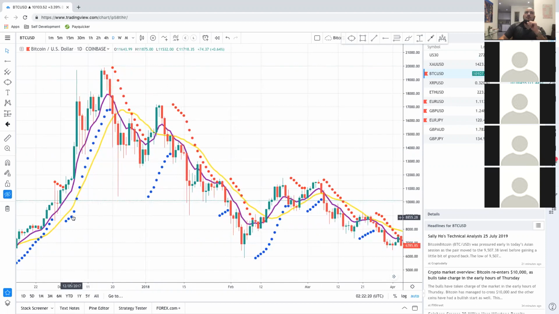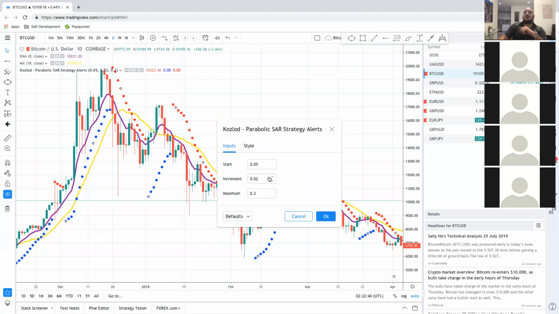there's these things called SARs. You guys see these little blue dots? SARs. You can put this on your TradingView by looking for parabolic SAR. Write this down. The settings for the parabolic SAR are 5, 0.05, 0.02, and 0.2.